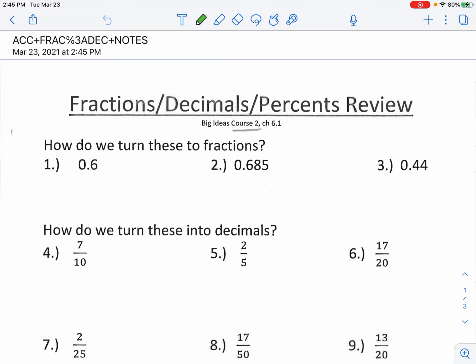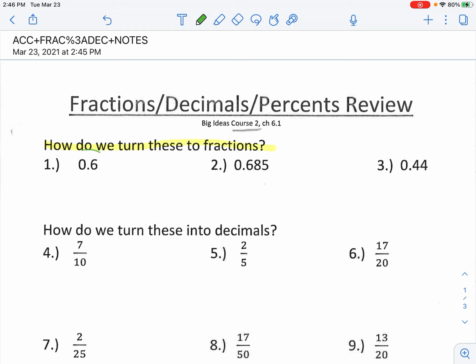Good morning. Okay, so we're starting a brand new chapter today. We're going to be working with a lot of percents. But when we work with percents, we're also going to convert to fractions and decimals. So first question, how do we turn these into fractions?